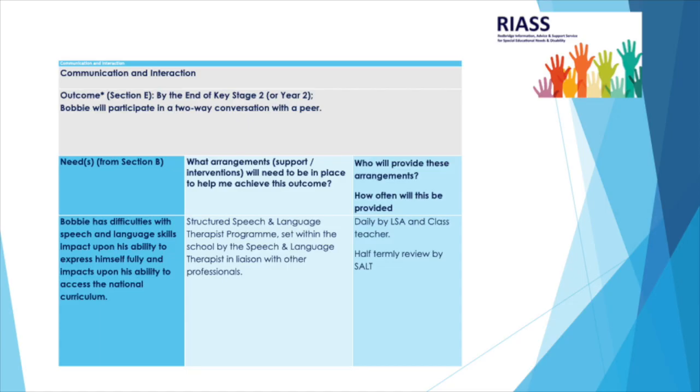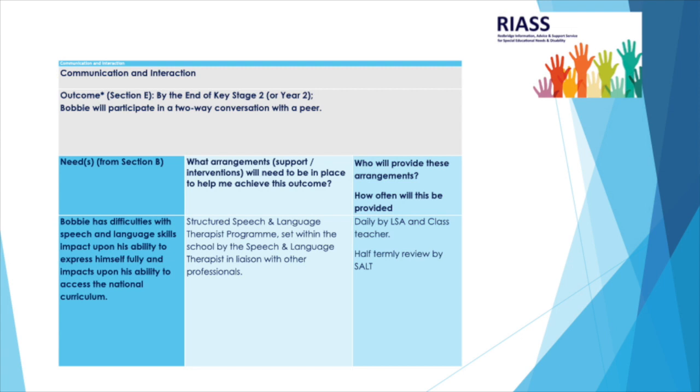Looking at Bobby's identified support needs, which we covered in Section B in this video, it would be expected for his provision to look like this. An outcome could be, by the end of Key Stage 2 or Year 2, Bobby will be able to participate in a two-way conversation with a peer. We have this outcome because of the need from Section B, which was Bobby has difficulties with speech and language skills, which impacts his ability to express himself fully and impacts upon his ability to access the national curriculum.